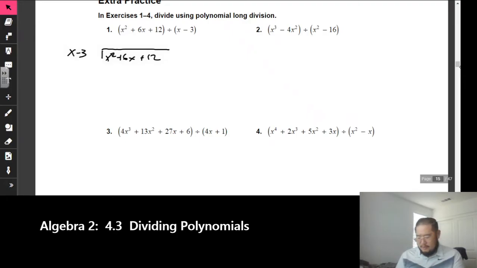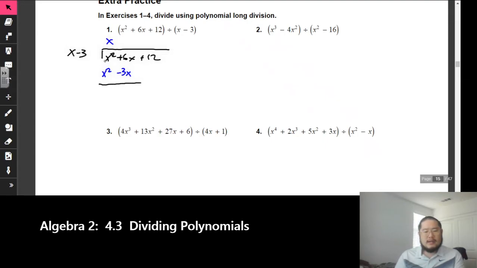All right, we start with the x minus 3, and I have to figure out how do I go from x to x squared? How is that going to be possible? Well, let's go ahead and put an x right here. Because if I take x and I multiply it by x, that'll get me my x squared. And then we have x times negative 3, that's going to be negative 3x. And so I can go ahead and put that right underneath the 6x because they have the same variable.